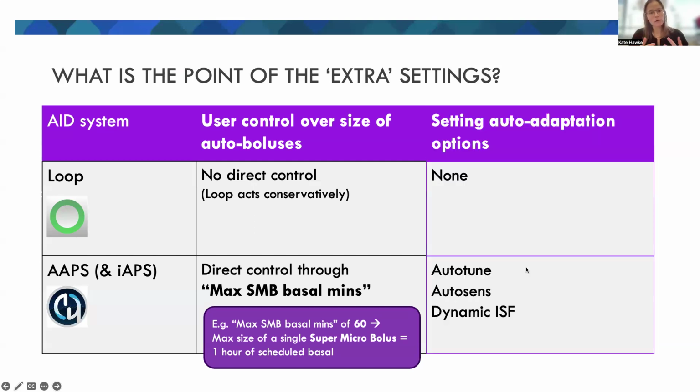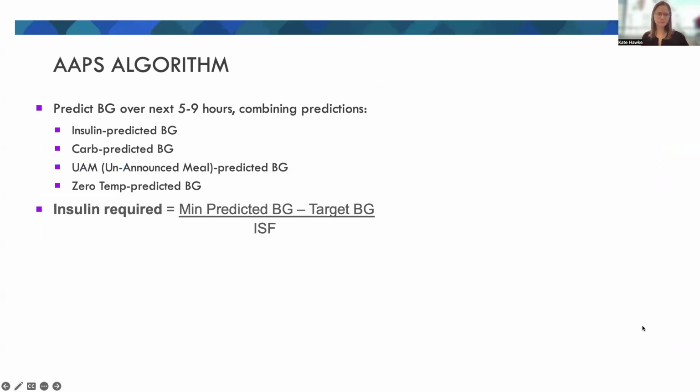The other kind of point of these extra or unfamiliar settings is auto-adaptation. So as we mentioned with Loop, there's really no kind of broad auto-adaptation within Loop. It doesn't roll in yesterday's total daily dose to change the delivery. In aAPS and in iAPS, there's actually multiple different ways in which the system can do auto-adaptation. These are auto-tune, auto-sense, and dynamic ISF, and the user may turn any of these on or off. They don't all work particularly well together, but these are all available so the user can decide in what way and to what extent they would like their system to take recent total daily dose and run with it, changing settings on its own.